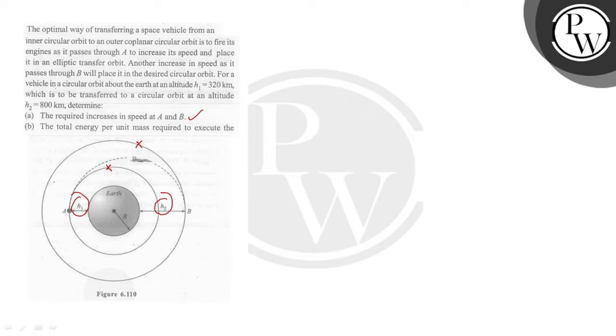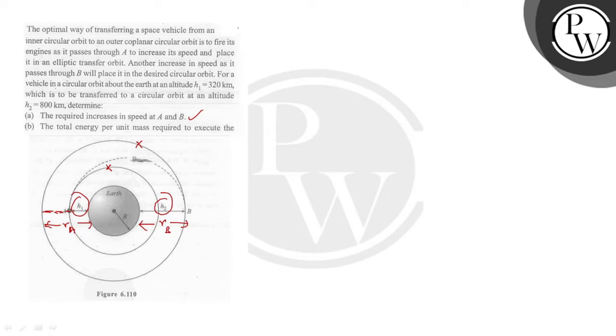Now I am going to consider this as the distance it is going to cover, right? This is the distance. So therefore this is my RA and this is my RB. Okay, this is RA and RB.